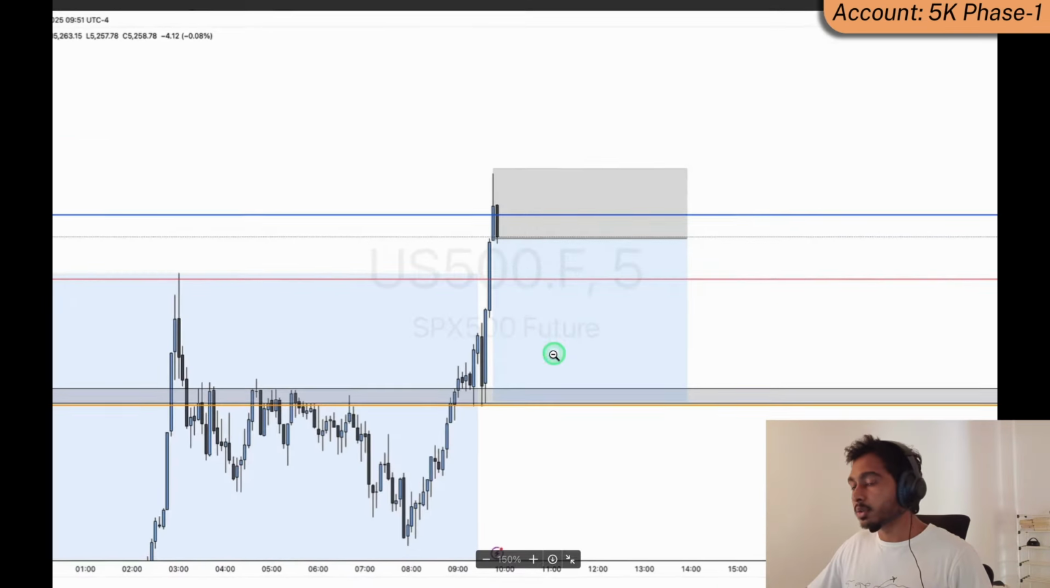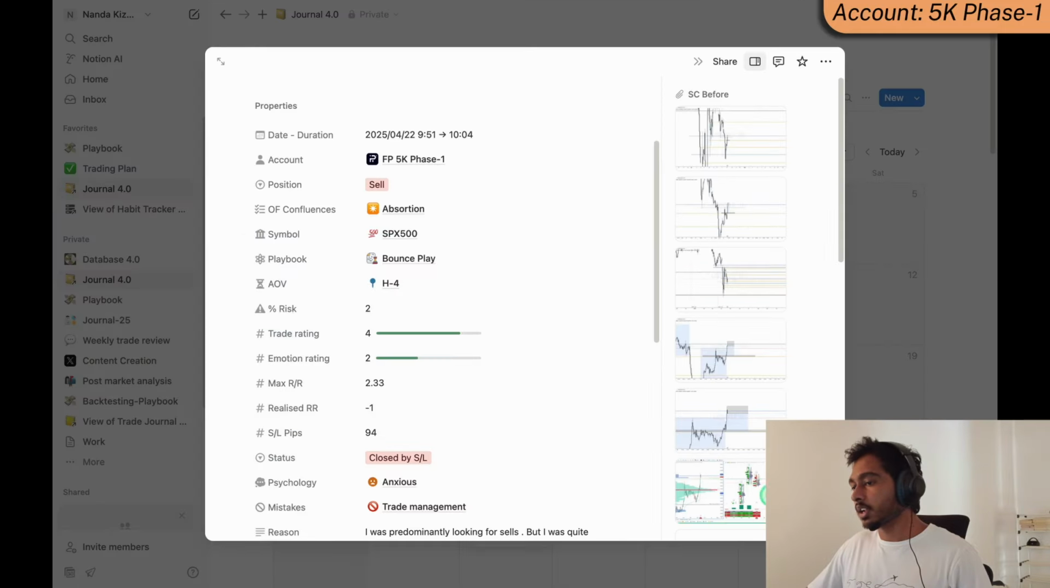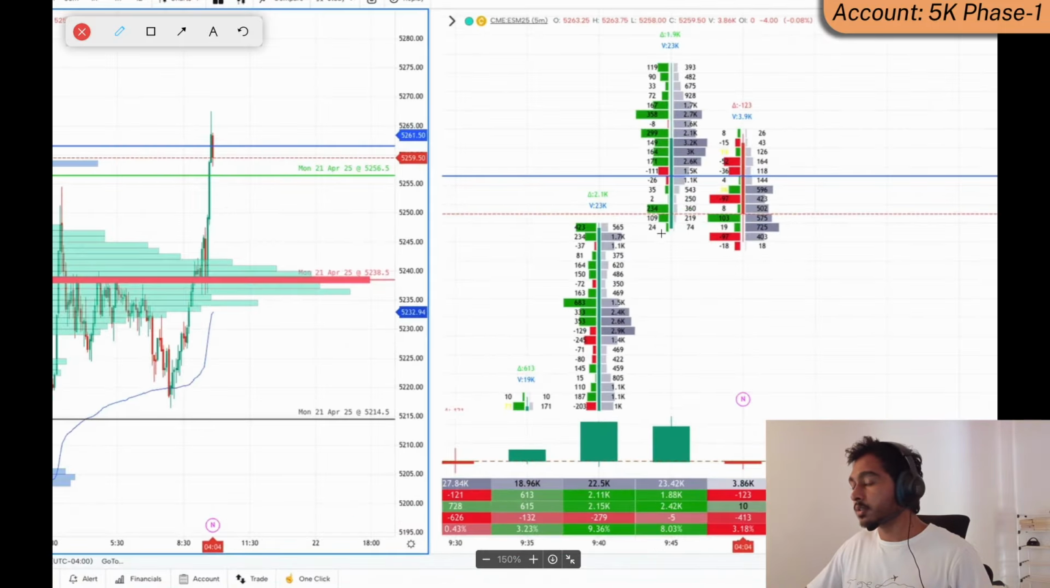This was the first trade I took on Tuesday. It was bounce play sells from this H4 key level, as you guys can see. And I took this trade because I saw a ton of buying volume and buying interest stepping above this H4 resistance, but ultimately those buyers got trapped and price started to go bearish.